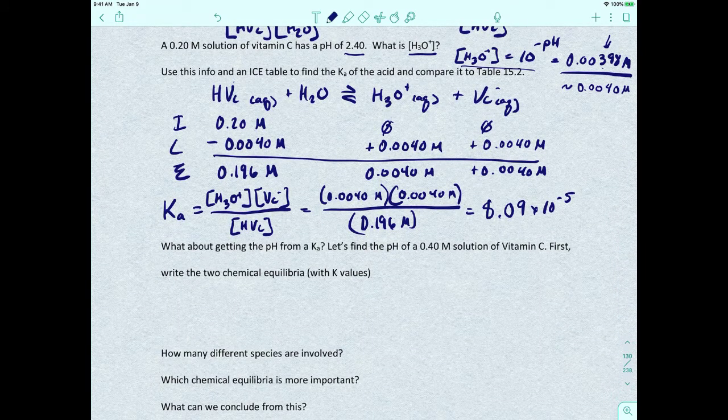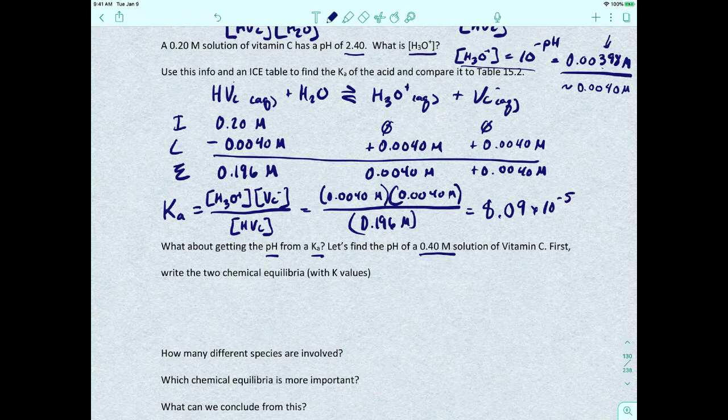So what if we get the pH from a Ka? Let's take a look at this problem. We want to get the pH from a Ka expression, and we need to figure out the pH of a 0.40 molar solution of vitamin C.